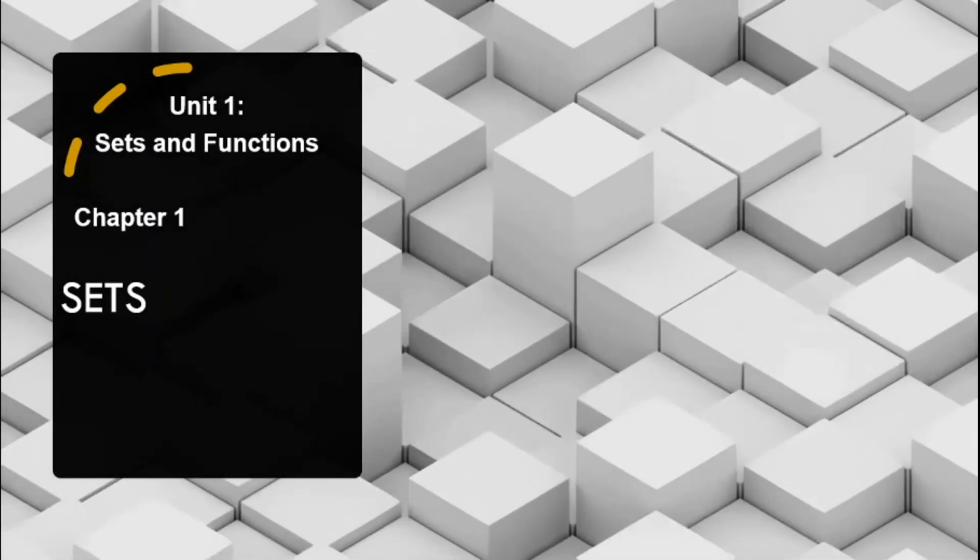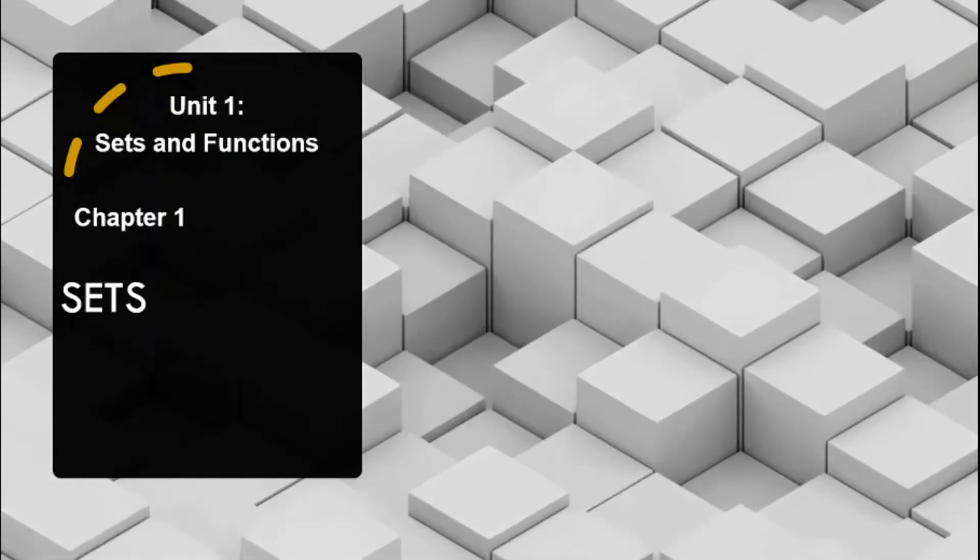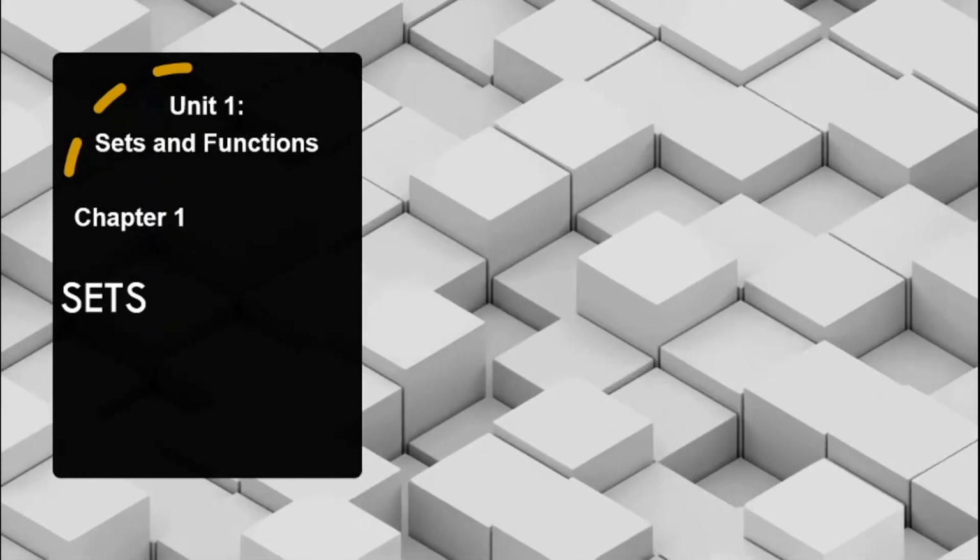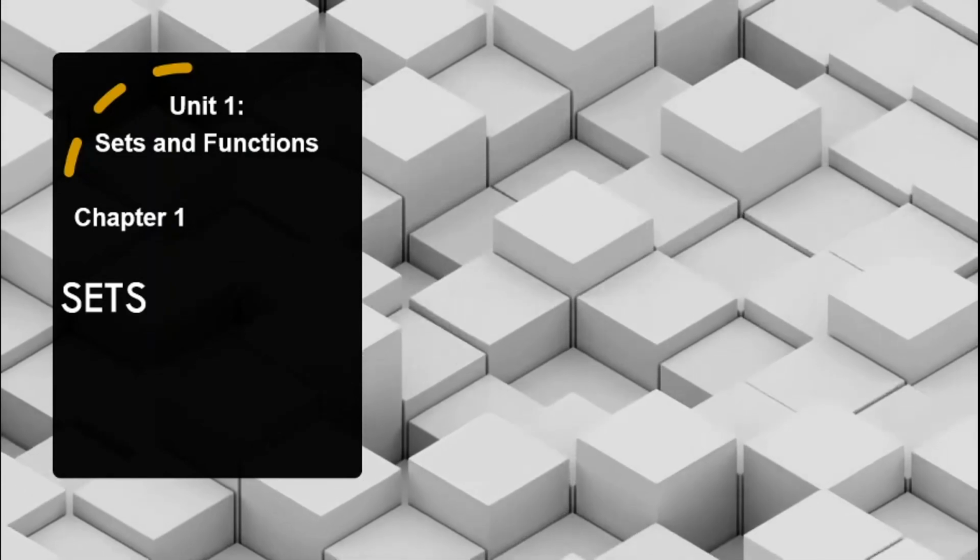Here we go for Unit 1, sets and functions. Under that we have the first chapter, sets.